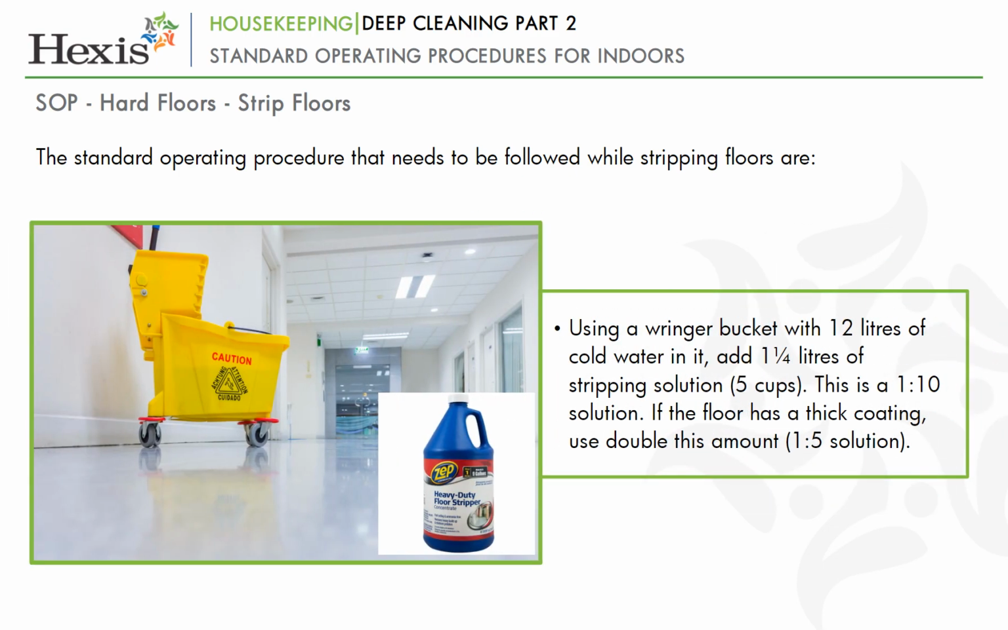Use a ringer bucket with 12 liters of cold water in it. Add 1/4 liters of stripping solution, that is 5 cups. This is a 1:10 solution. If the floor has a thick coating, use double this amount, that is 1:5 solution.